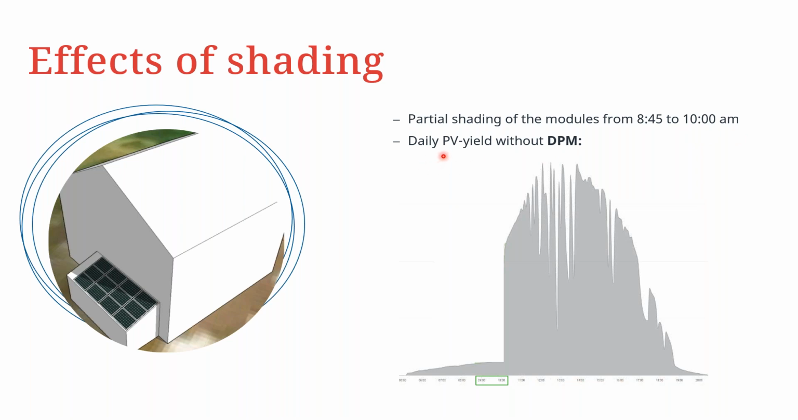And the daily yield without the DPM is as per this graph. Therefore, we are losing this part of the shaded section of the graph, where the array is shaded from 9:45 to around 10 a.m.